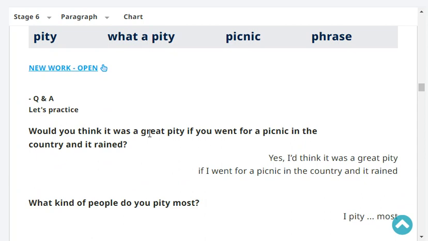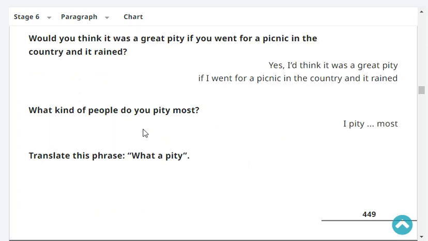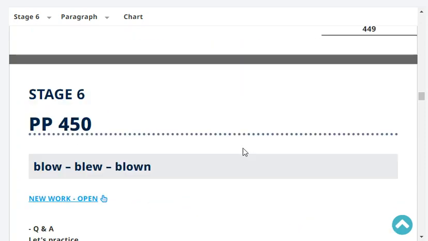Would you think it was a great pity if you went for a picnic in the country and it rained? Yes, I think it was a great pity if I went for a picnic in the country and it rained. What kind of people do you pity most? I pity sick people the most. Very good.